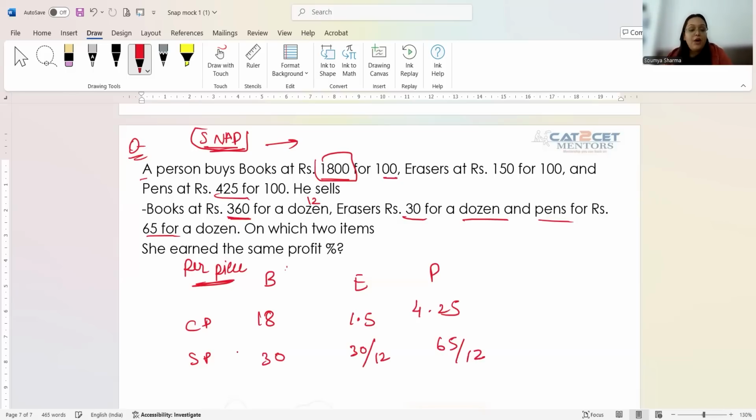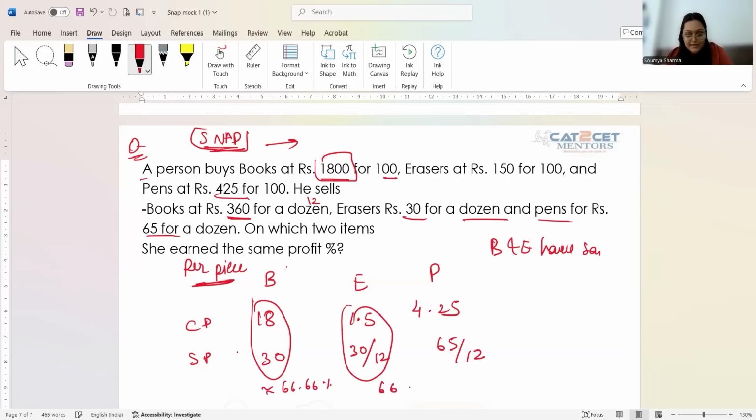So here you can see the options which were given, B and E have the same profit percent. So here when you calculate the profit, it will be nearly 66.66%. So books and erasers have the same profit, that is equal to 66.66%. And this was the option which was given. So here this makes your answer.